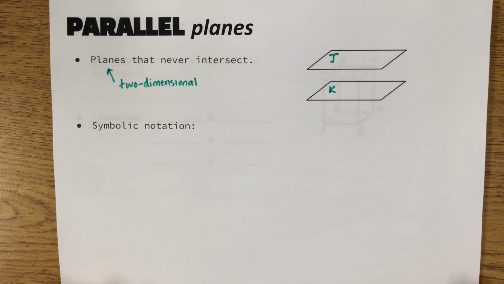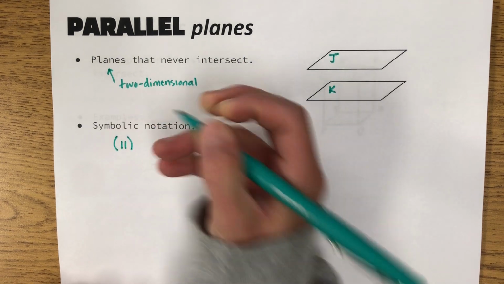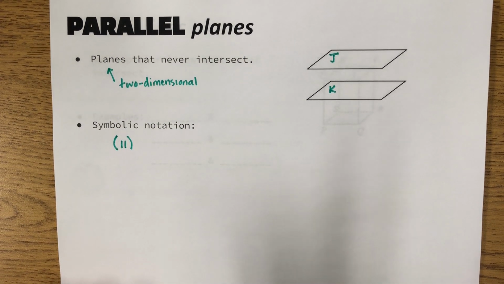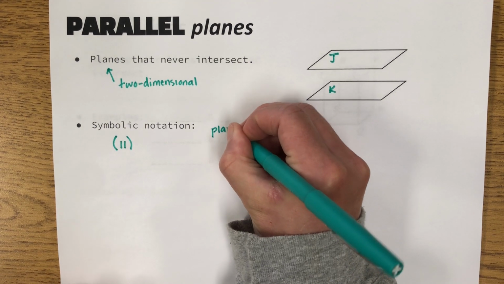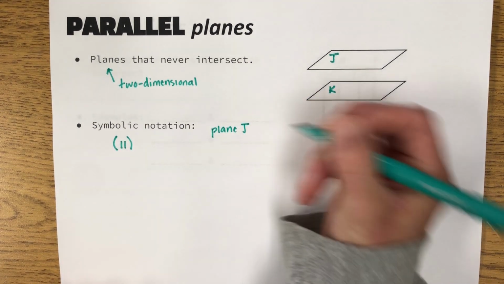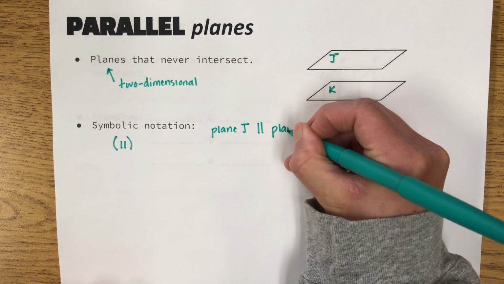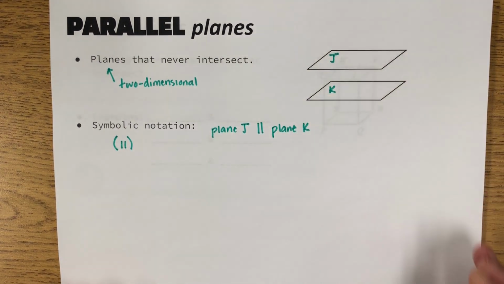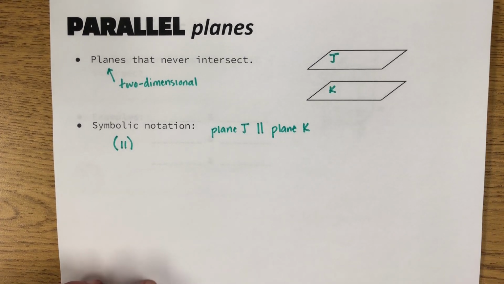And there's a specific symbolic notation for parallel planes. We're using the same parallel symbol as before. The only difference is we're just using J and K. So we would say plane J is parallel to plane K. And that ends our parallel planes.